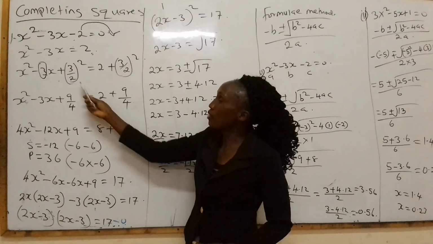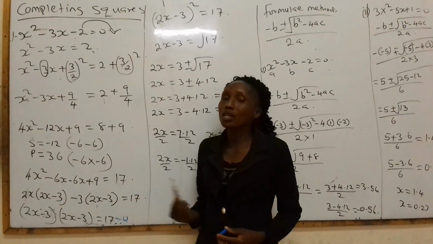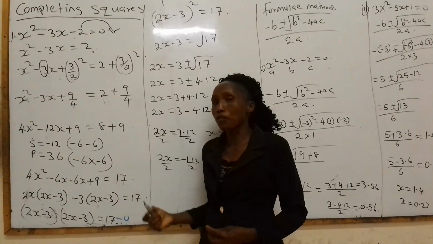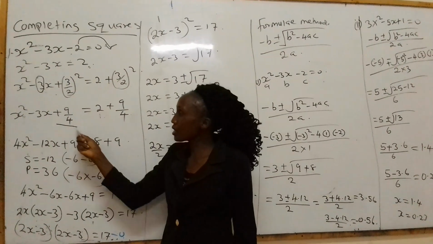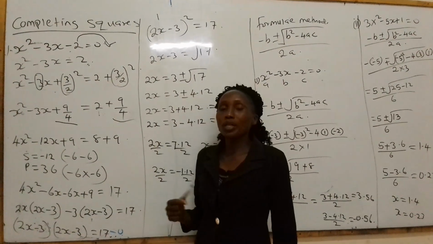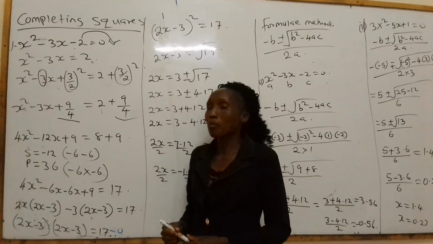After squaring, 3 squared is 9, and 2 squared is 4, which is 9 over 4. And then you add it on both sides. From there, this is a fraction, and we need a quadratic equation. That means you are going to multiply all through by 4.